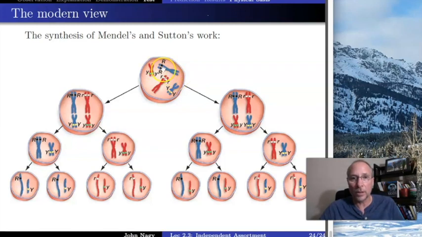So mom has a big R. Dad has a little r. Okay, so it's got the chromosome that came from dad. Okay, now these chromosomes, note, are the same size.